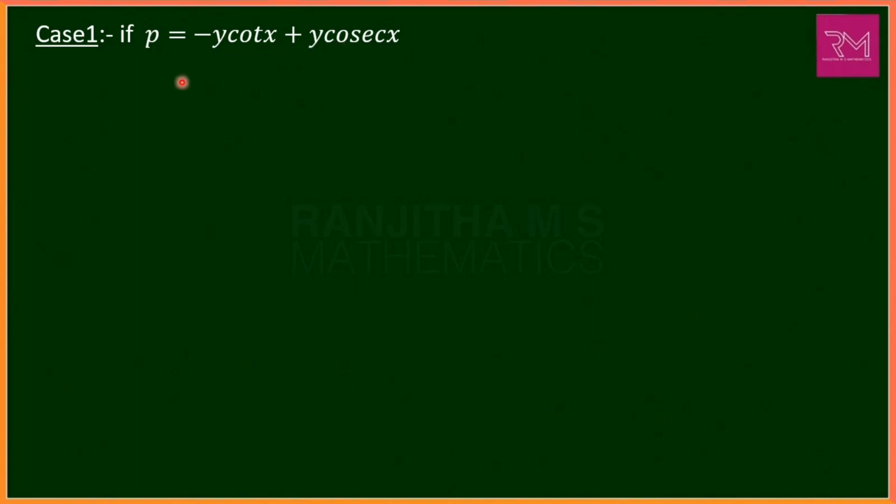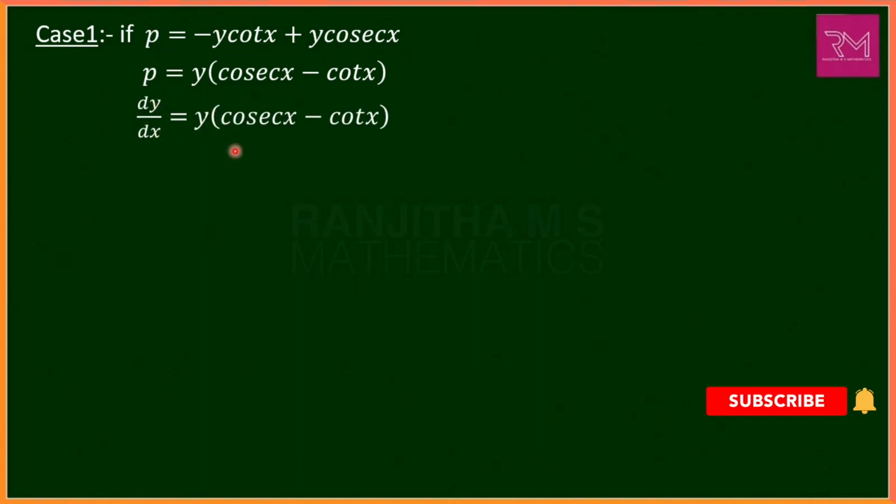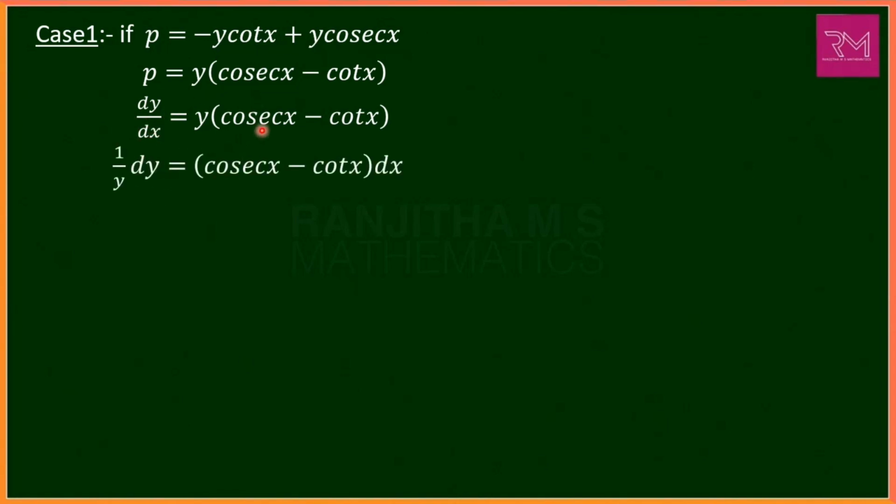Take y as common. We get p is equal to y into cosecant x minus cot x. Next step, we have to substitute p as dy by dx. That is dy by dx is equal to y into cosecant x minus cot x. Next step, we have to take x terms on one side and y terms on the other side. If we take y to the left hand side and dx to the right hand side, we get 1 by y into dy, which is equal to cosecant x minus cot x into dx. Next we have to apply the integration symbol, that is, we have to integrate on both sides.